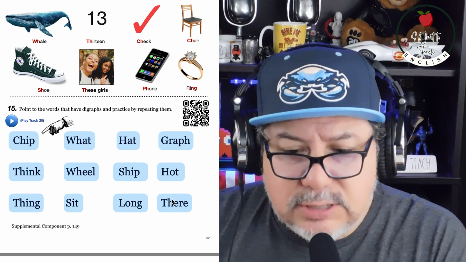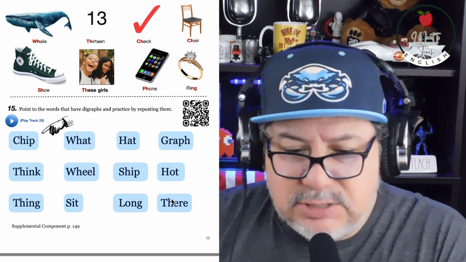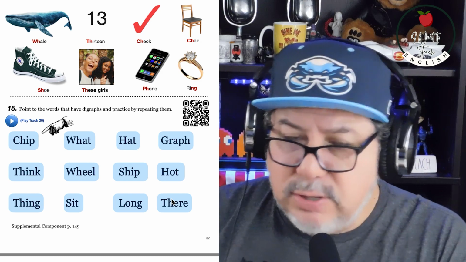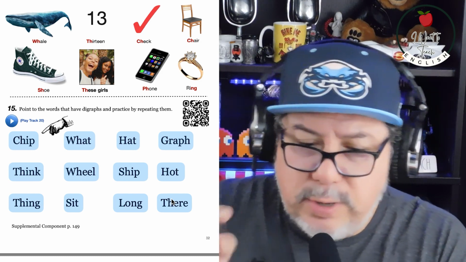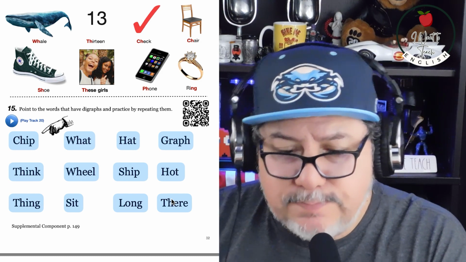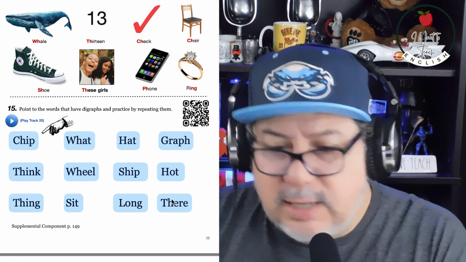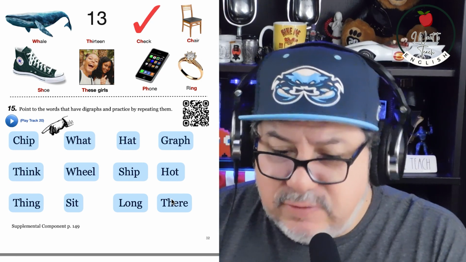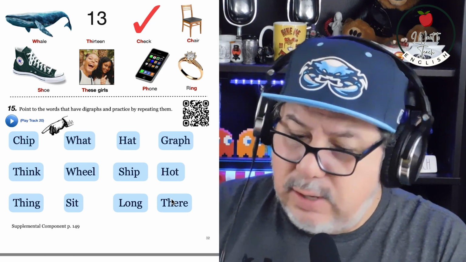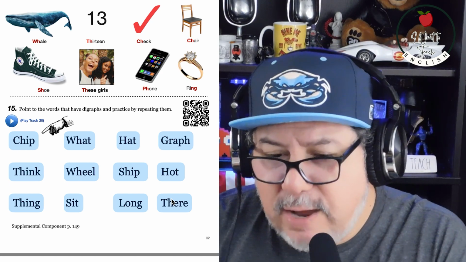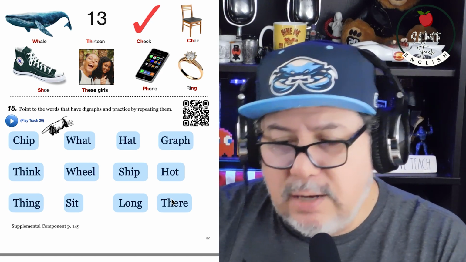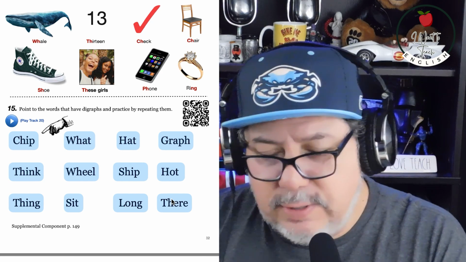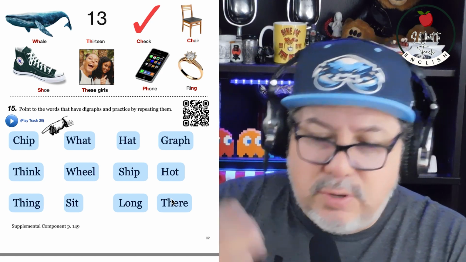Such as in this example that I have in section 15, I'm talking about chip. So I even show them that you point to the chip because it has a CH, right? WH, like what, it has a WH. And then there's the hat, and I'm looking to see if they're pointing to it or not. If they're pointing to it, I ask, well, where's the digraph in the word hat? And of course, they'll catch themselves. Oh, no, that doesn't have one, right? And so on and so forth.